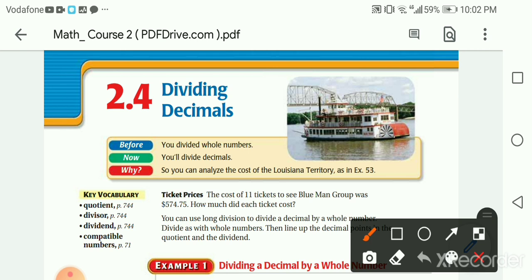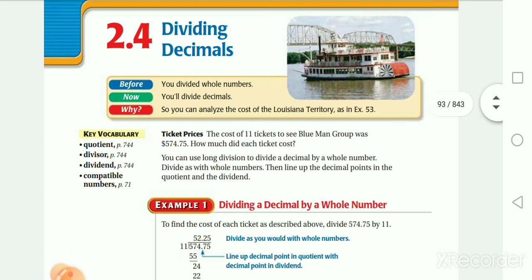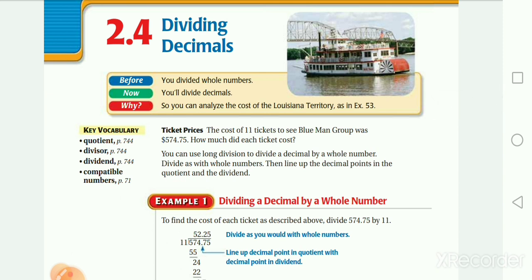So you can analyze the cost of the Louisiana Territory, as in Example 5. Ticket prices. The cost of 11 tickets to see Blue Man Group was $574.75. How much did each ticket cost? Okay, division now. You can use long division to divide a decimal by a whole number. Divide as with whole numbers, then line up the decimal points in the quotient and the dividend.